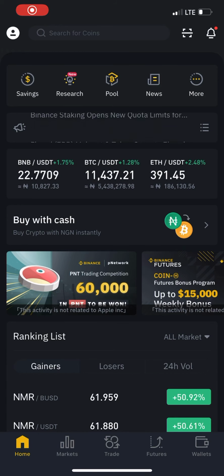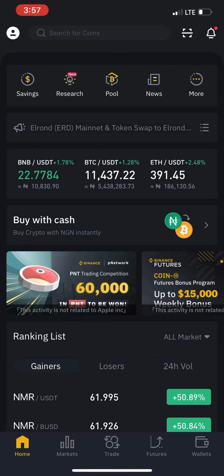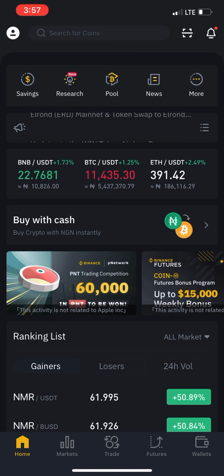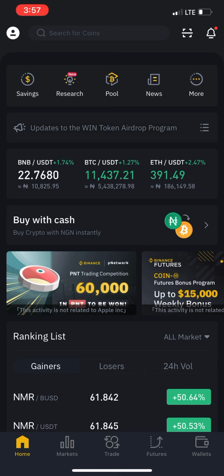Hello guys, I'm going to be teaching you all you need to know about the Binance application. Binance is one of the biggest exchanges that we crypto traders use to trade. What I mean is we use it to set our buying and selling options, where we set our buy price and sell price to make profit. Do you understand?